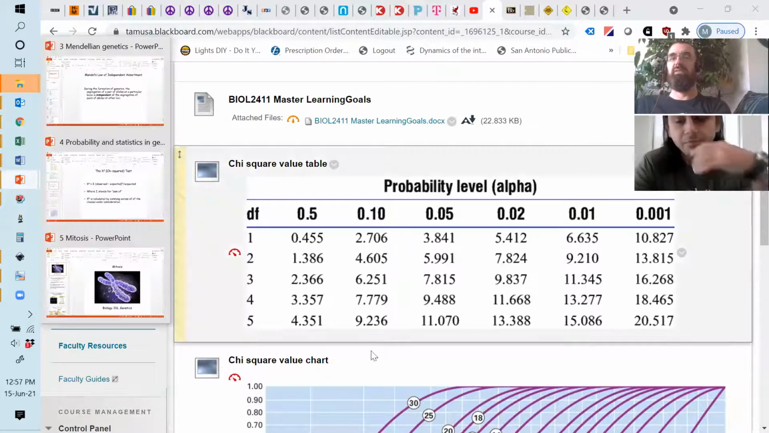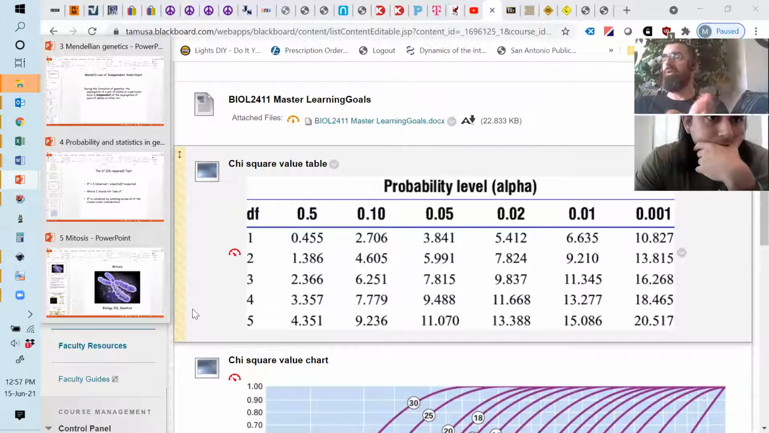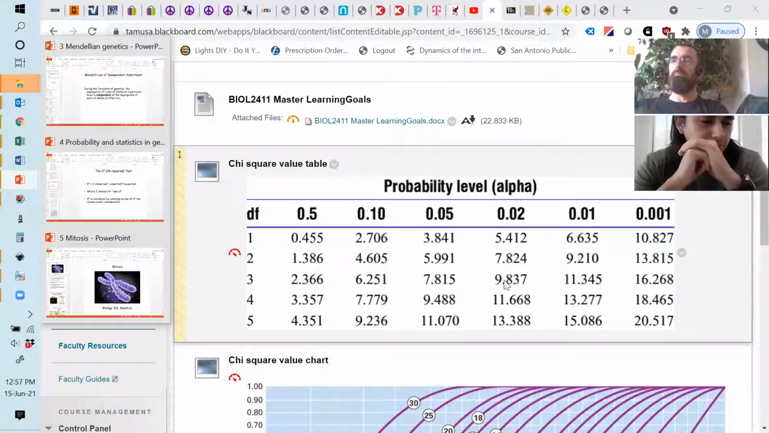So for example, if we were doing a chi-squared for a dihybrid cross, we had 4 different phenotype combinations. Now our degrees of freedom will be 3. And now we would look along here for where our chi-squared value fits in. So for example, if we got a chi-squared value of 8, that would be larger than this one and lower than this one. So what we could say is that our p-value is lower than 0.05.